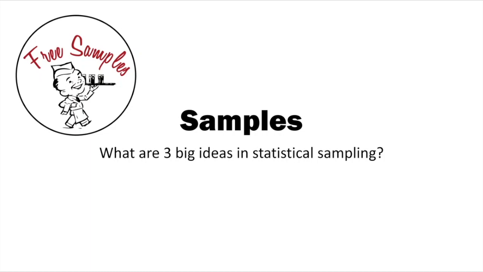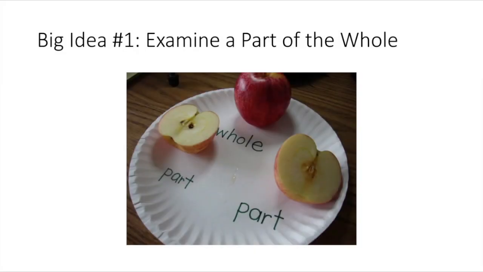This video is about samples. We're going to look at three big ideas in statistical sampling. The first big idea is that we examine a part of the whole. A sample is drawn from a population.